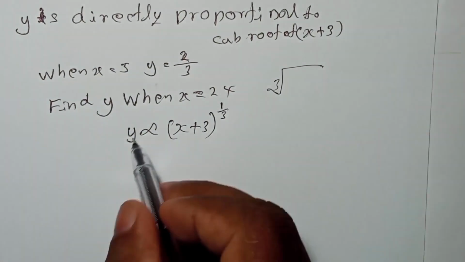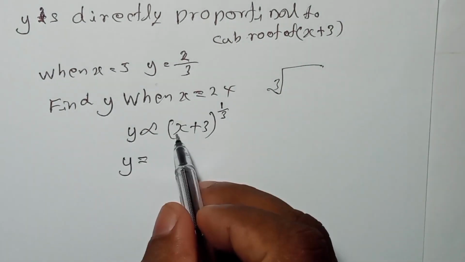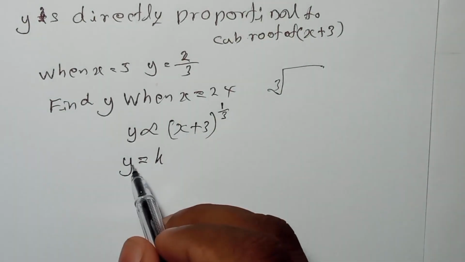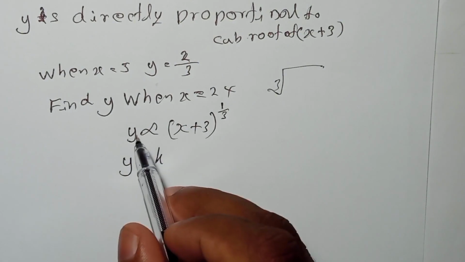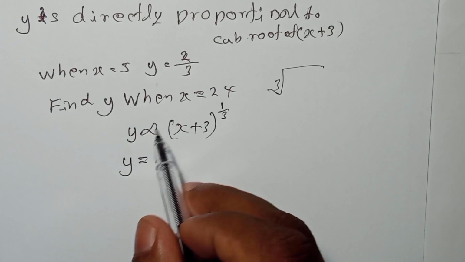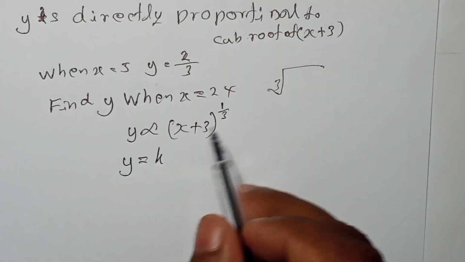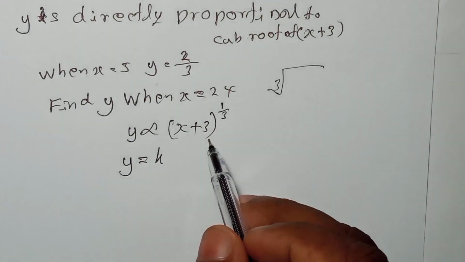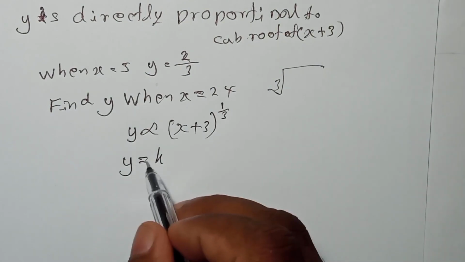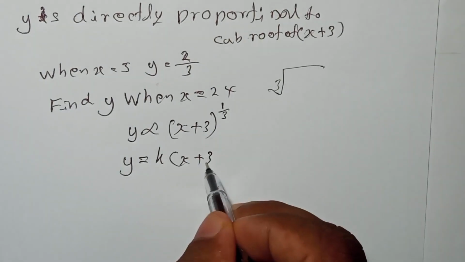Anyway, now you need to make an equation, so I put y equal sign. This is directly proportional, so we put k. Because it is directly proportional, we put y like this, but if y were inversely proportional, we would put y proportional to 1 over this whole thing, 1 over the cube root of this. But here it's direct proportional. Okay, now we make the equation: y equals k times (x plus 3) to the power 1 over 3.